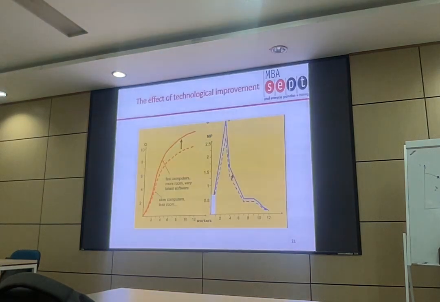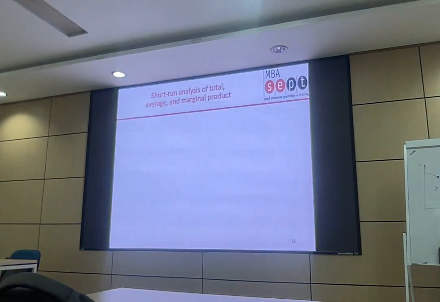And for a business, they can reduce the effects of diminishing returns in some ways, like investing in technology. In most cases, it's to improve technology, and then they can shift the marginal product or the average product to a higher position.